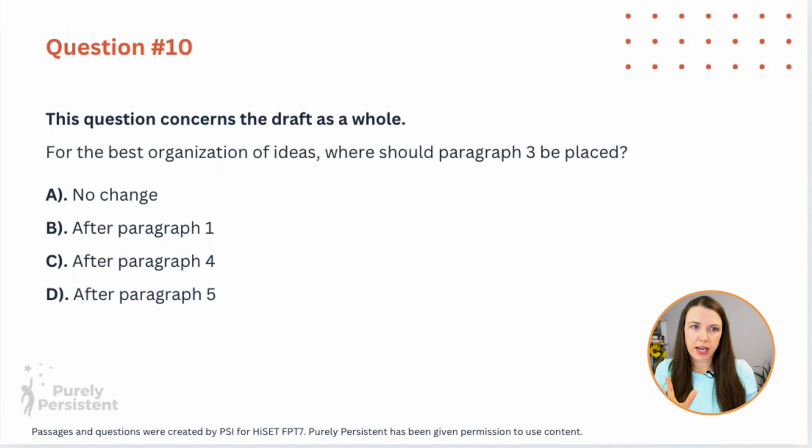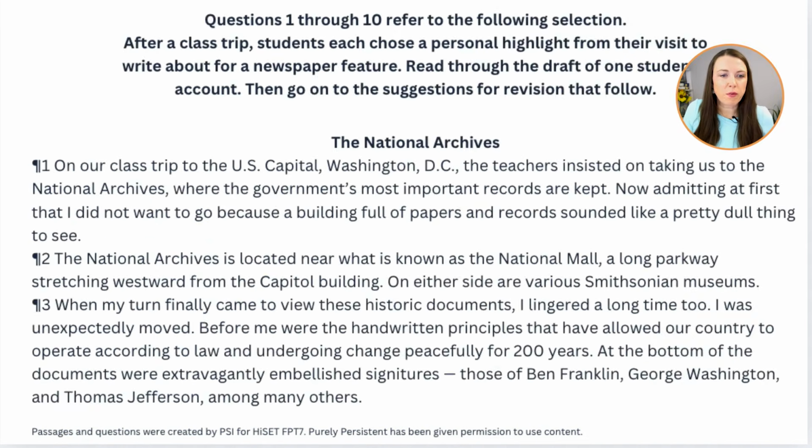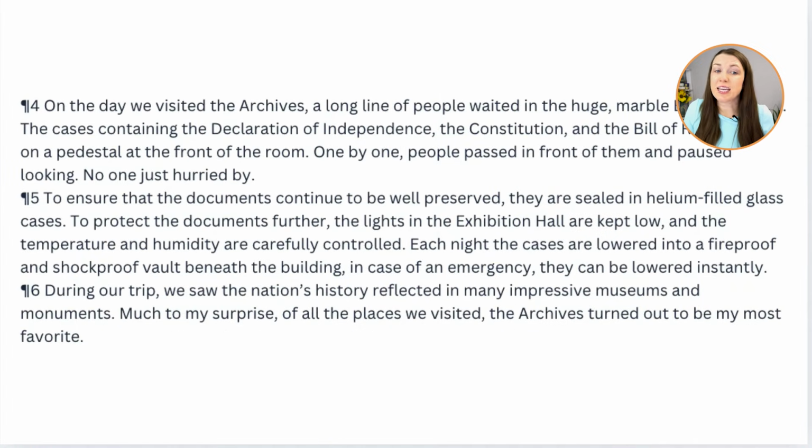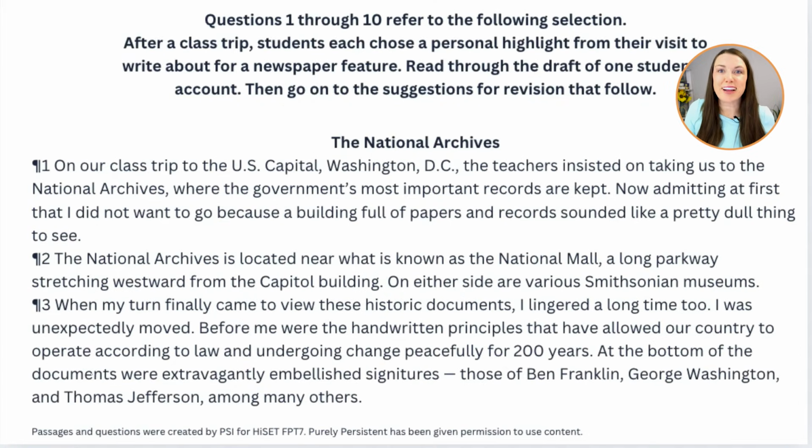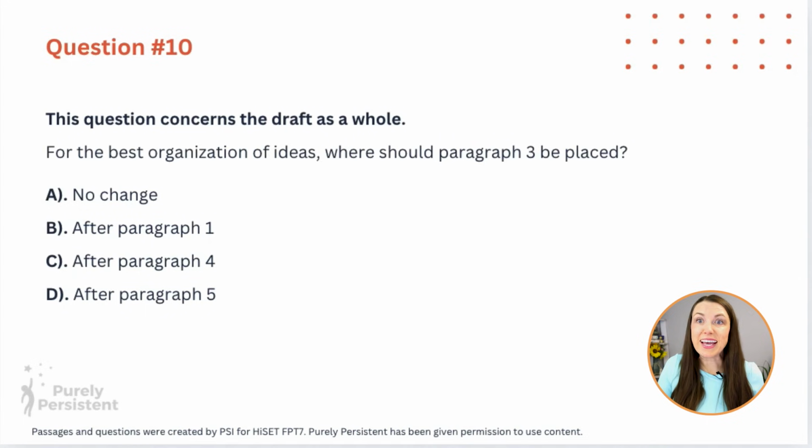So this concerns the entire draft. For the best organization of ideas, where should paragraph 3 be placed? So we're going to have to go back to the article and find that paragraph 3. Okay, so here it is. It talks about when my turn finally came to visit the historic documents. So paragraph 1 here just talks about visiting Washington, D.C. Paragraph 2 talks about what the archives is. So let's look at paragraph 4. On the day we visited, there was a long line of people. And then, look at this. Then when my turn finally came up. So we should place paragraph 3 after paragraph 4. Let's see if that's an option. Yes, it is right here, letter C, after paragraph 4.